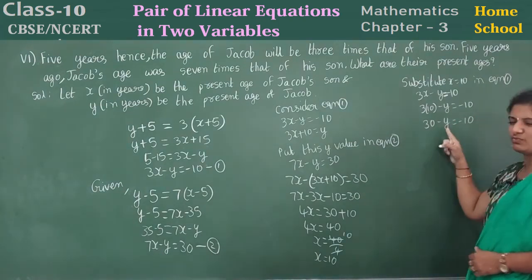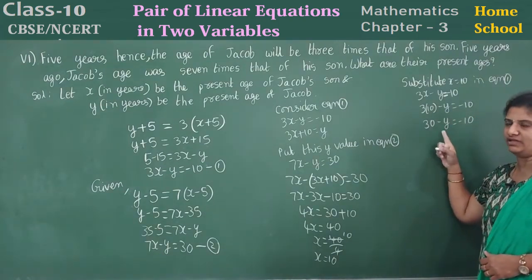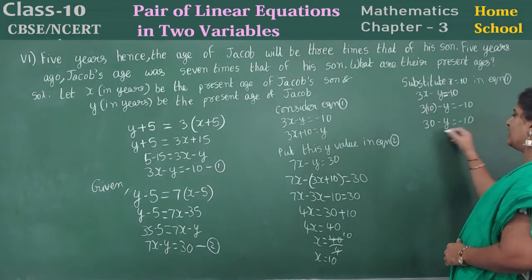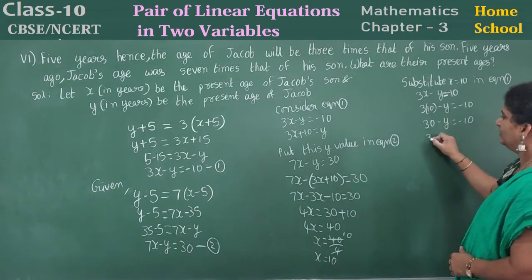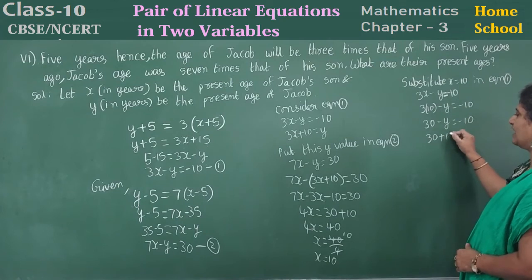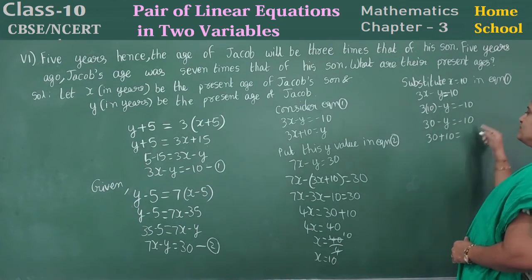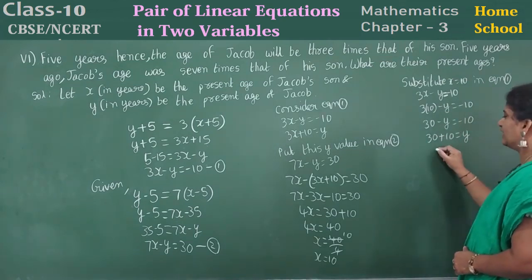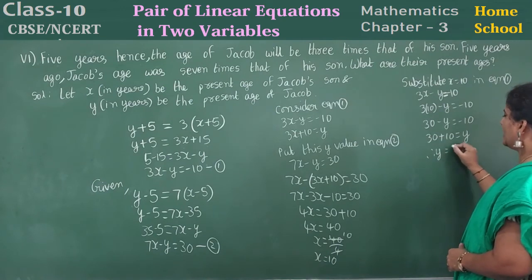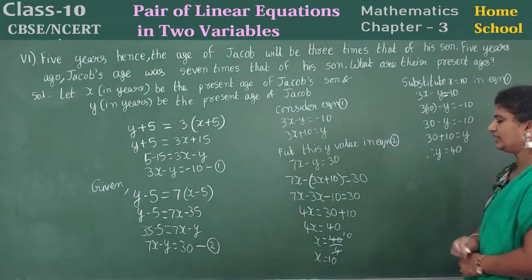So minus y, I don't want minus for the variable. So send this value this side and bring this side. Minus 10, if it comes this side, plus 10. Minus y, it will be plus y. Therefore, y is equal to 40.